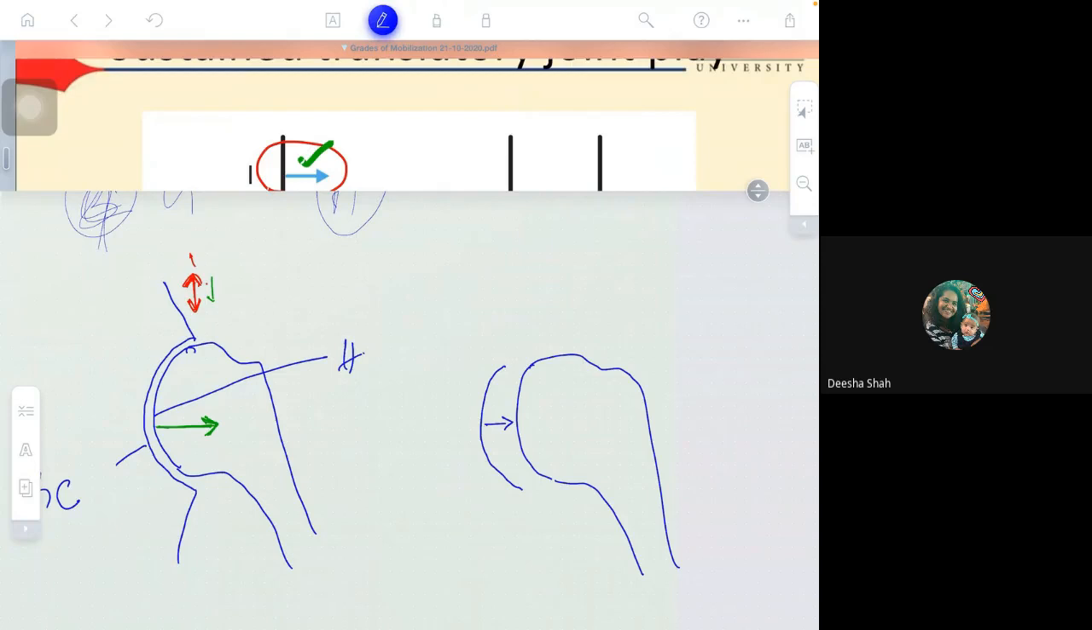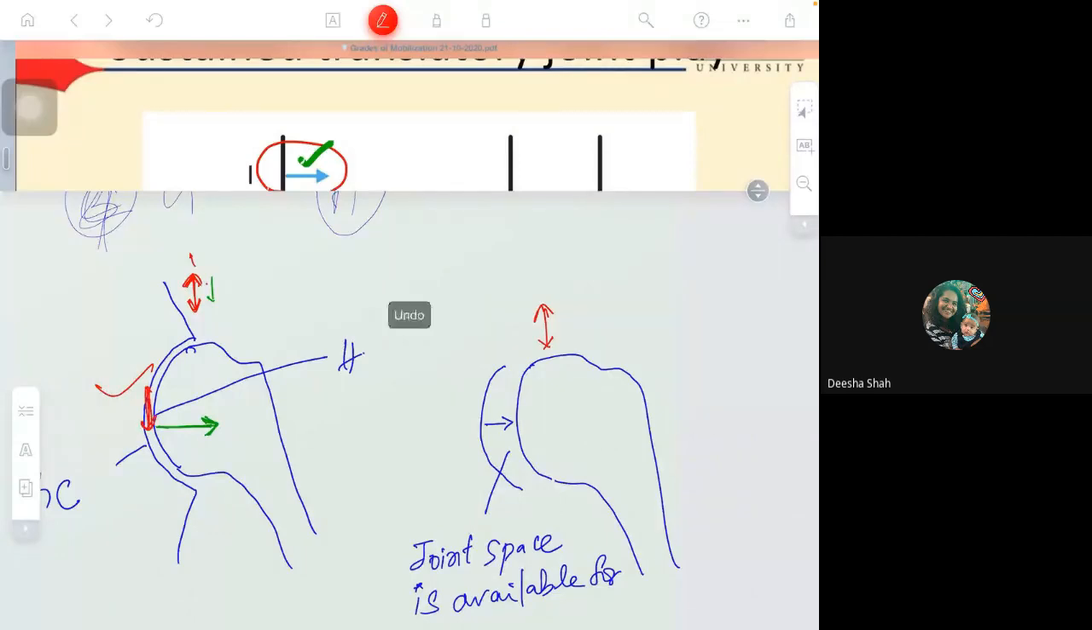You have separated the joint so that joint space is available for gliding. Clear? Suppose you are gliding in this position, what will happen? There will be restriction or there will be joint friction. Friction will be there. So whenever you are giving mobilization, you have to give distraction.